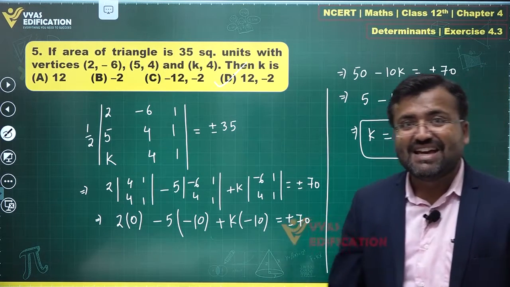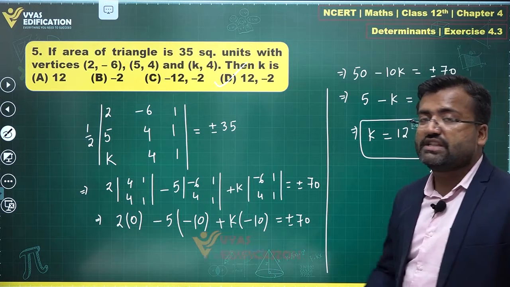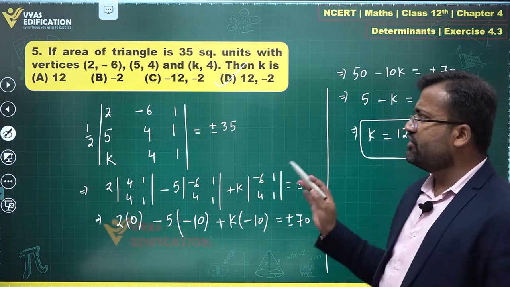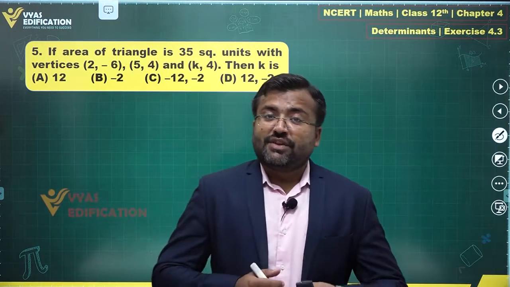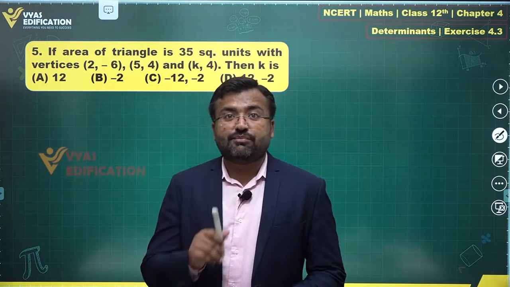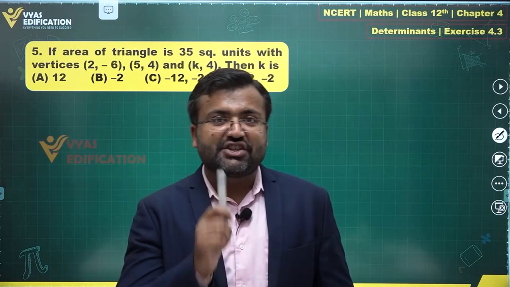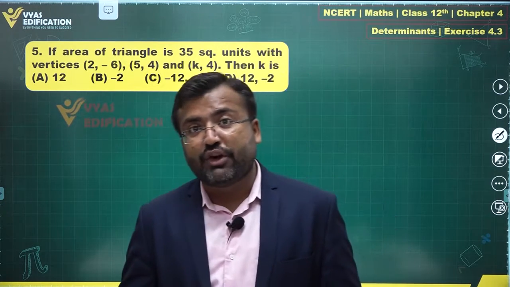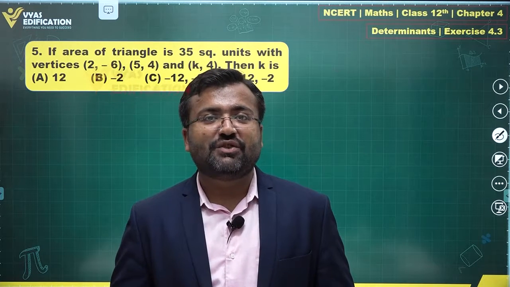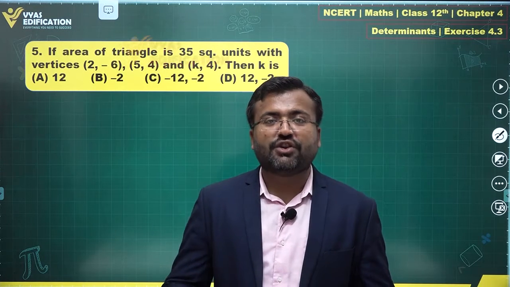Basically, option D is the correct answer for this question, as you can see behind me. Is that all? Yes, that's all that you have in this question. With this, we come to the conclusion of this exercise based on the application of determinants. Actually, this is exercise 4.3 of the chapter Determinants from class 12th NCERT Mathematics. That's all for this session.